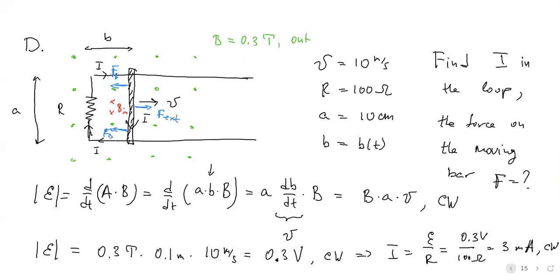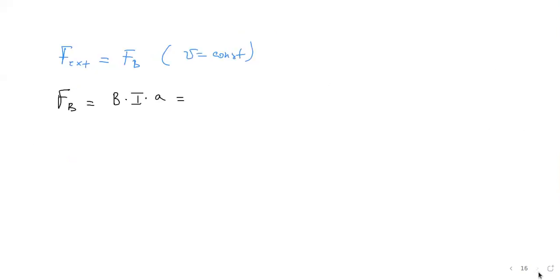Current is 0.3 milliamp. The field is 0.3 Tesla, and the length is 0.1 meter. It's not 0.3, it's 3 milliamp, yeah? Three milliamp current, 0.3 Tesla, 0.1 meters is the length. Yeah.